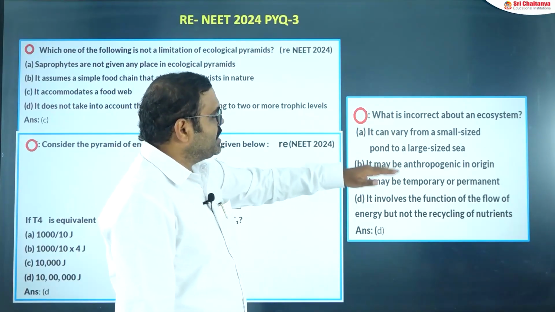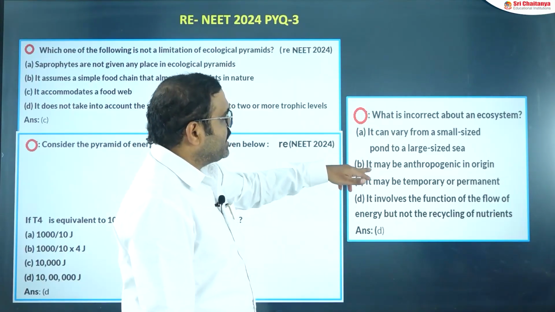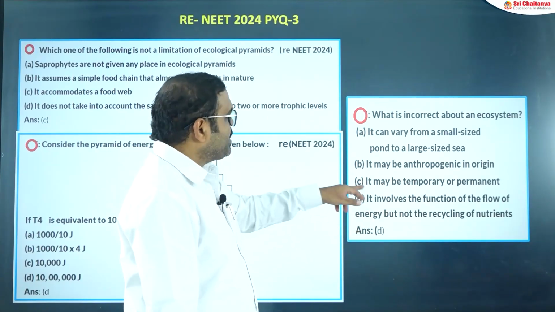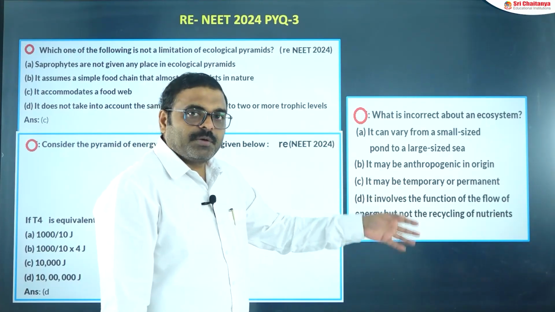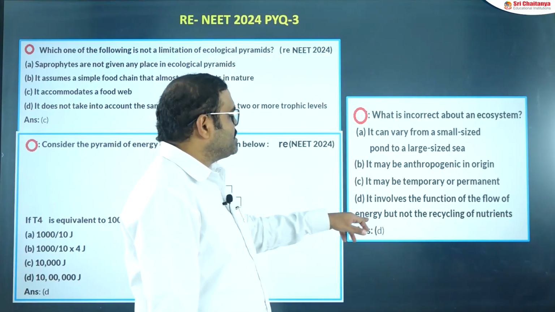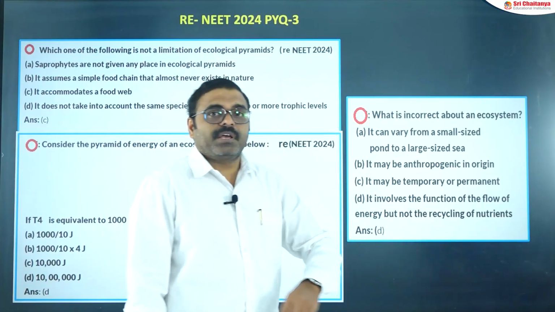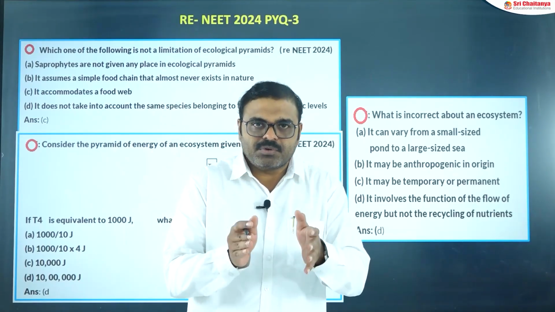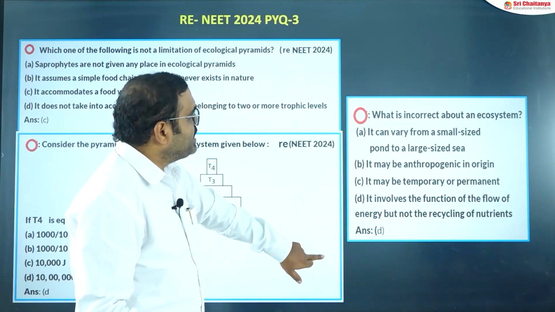It may be anthropogenic in origin. Some ecosystems can be created by humans. It may be temporary or permanent. So some are temporary, some are permanent. It involves the flow of energy, but not the recycling of nutrients. But every ecosystem can recycle nutrients, only then can it be considered an ecosystem. That's why the answer will be D.